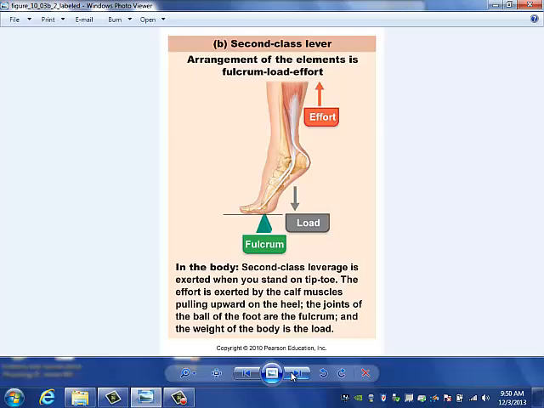The effort comes from where? What are those muscles in the back of your leg called? Nobody? That's going to be on your list. You better find out. The gastrocnemius muscles. And then the load is in the center.